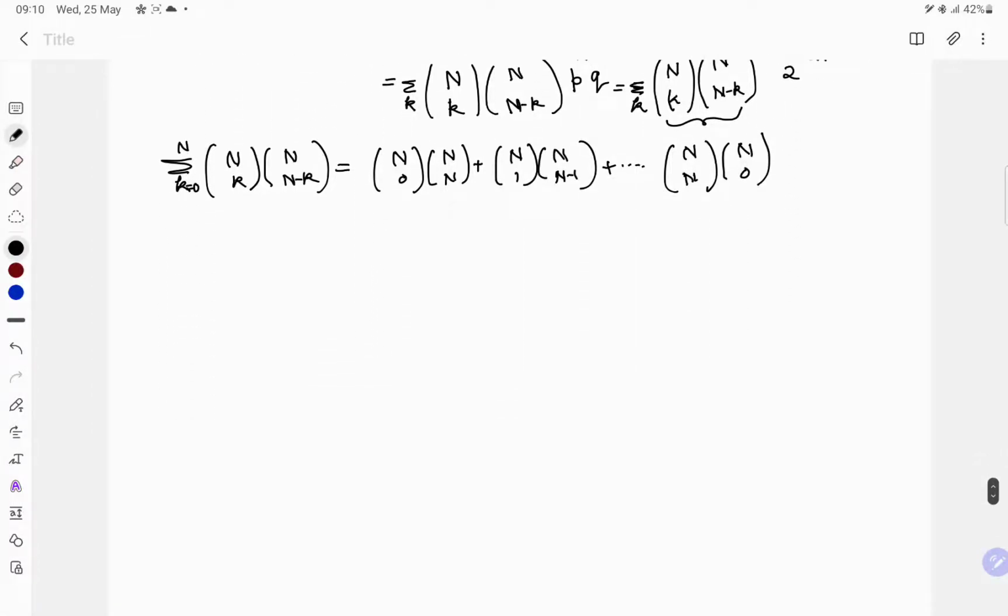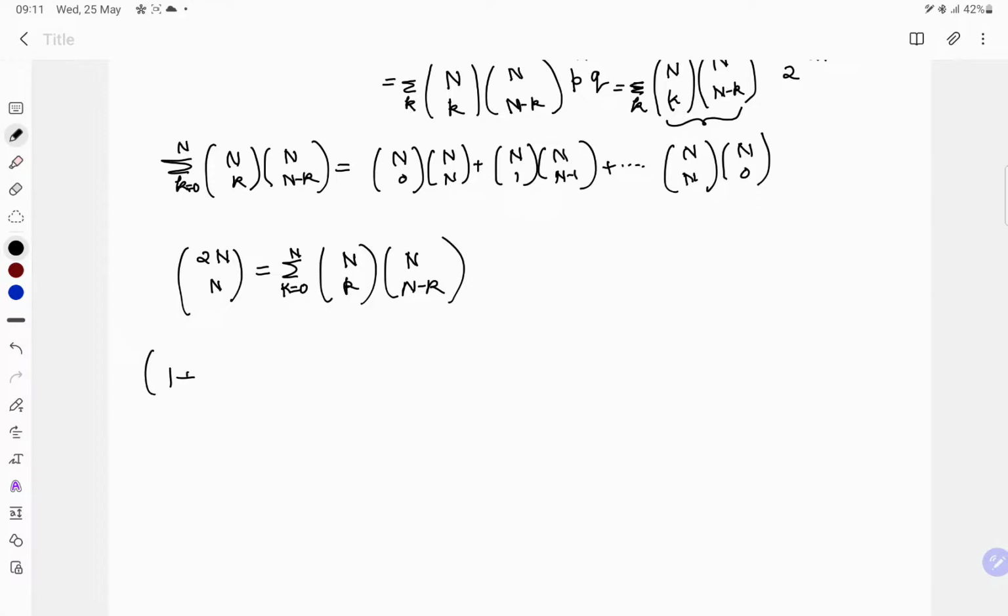Now let us use this identity. The identity is like this: 2nCn is equal to the sum over k equals 0 to n of nCk and nC(n minus k). Just let us prove it.